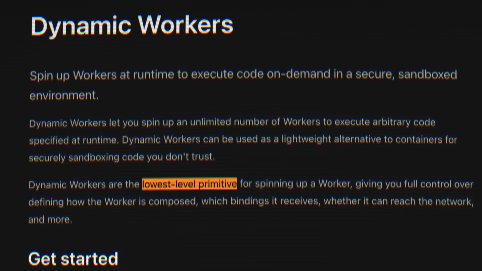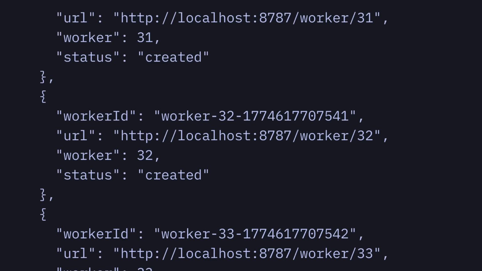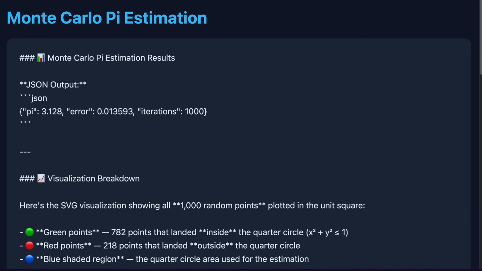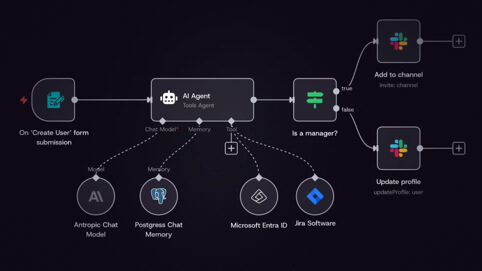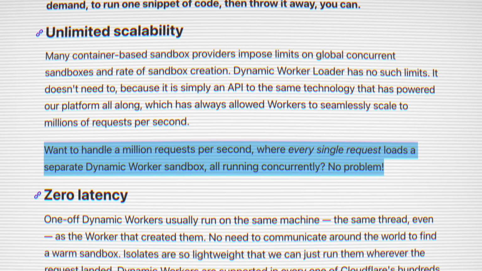So Cloudflare have recently announced dynamic workers, a lower level worker primitive that can be programmatically created by an existing worker. They're 100 times faster and more memory efficient than a traditional container since they run on V8 isolates. And because they're so cheap, you can spawn as many as you want for running AI-generated code, development previews, custom automations, and much more. I mean, they even said you can run 1 million dynamic workers per second if you wanted to.